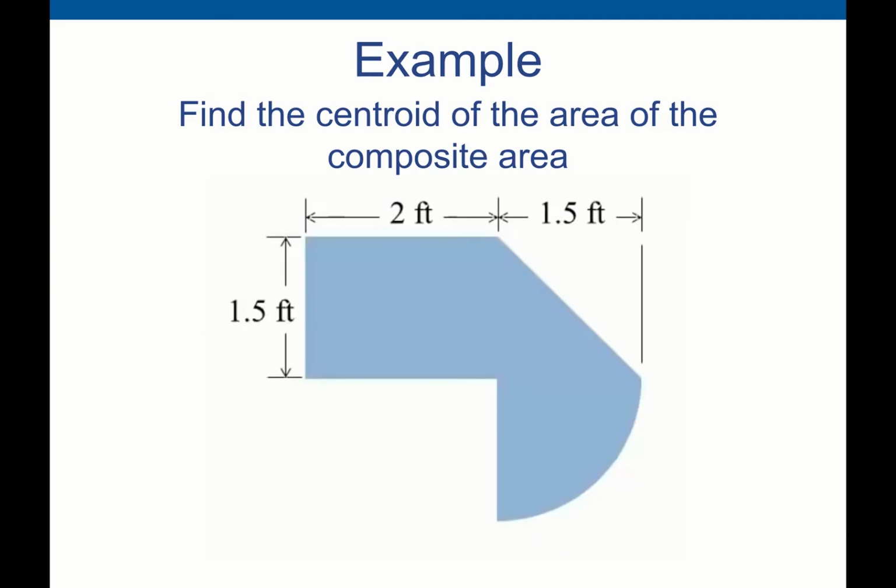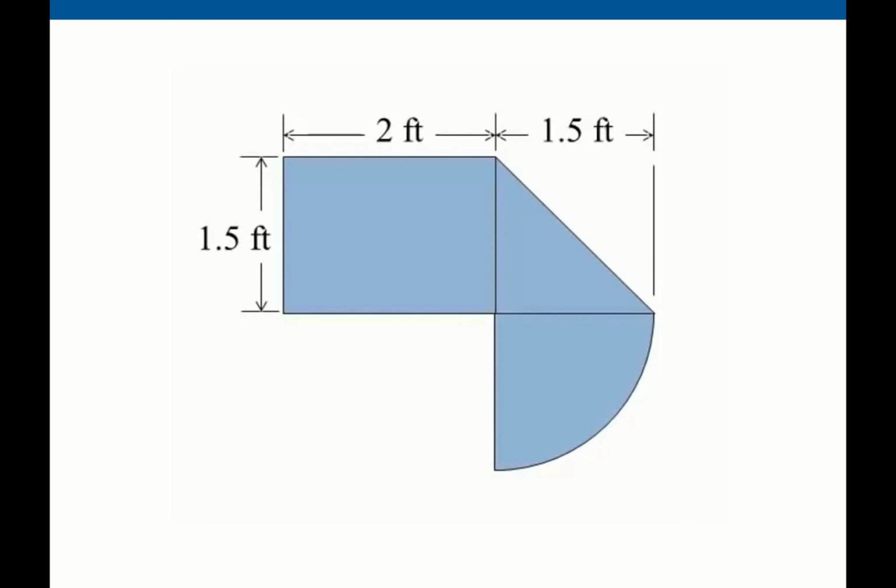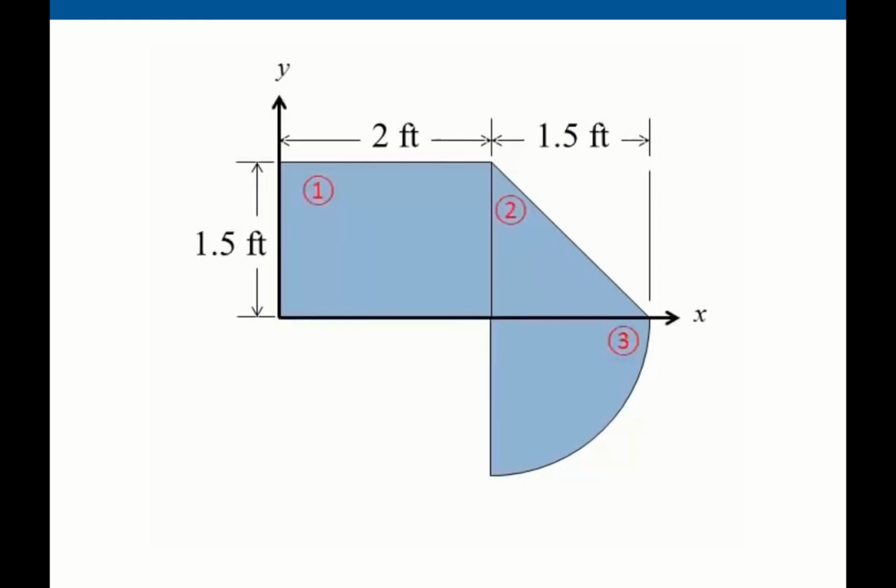Okay, so let me show you how to find the center of gravity of these composite bodies. If you see these images, we can realize that it looks like 3 different shapes are connected to each other. 1, 2, and 3. Now, the left box is number 1, the triangle is number 2, and the quarter of a circle is number 3.